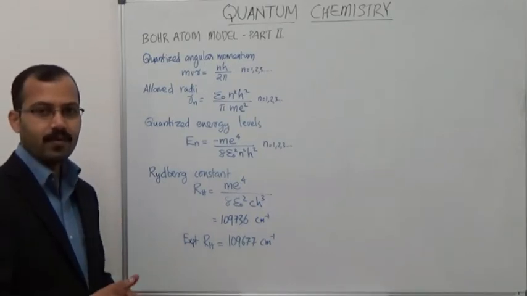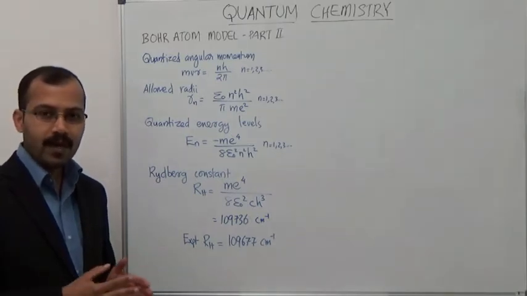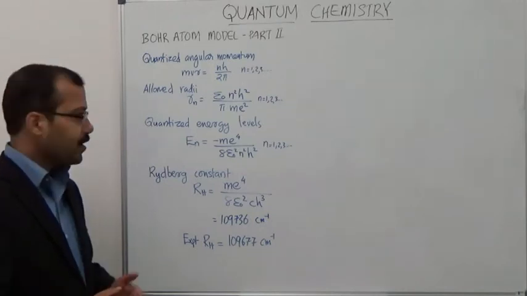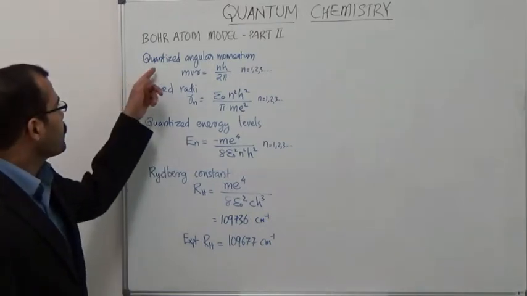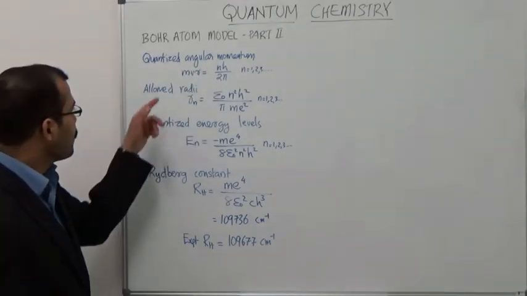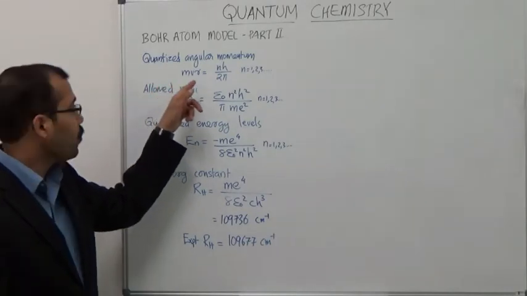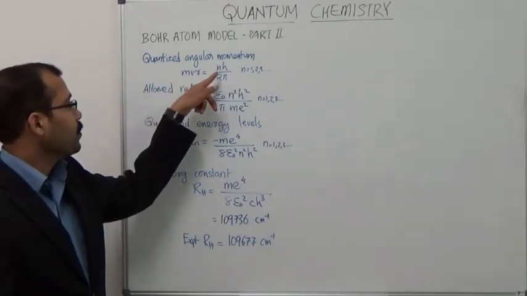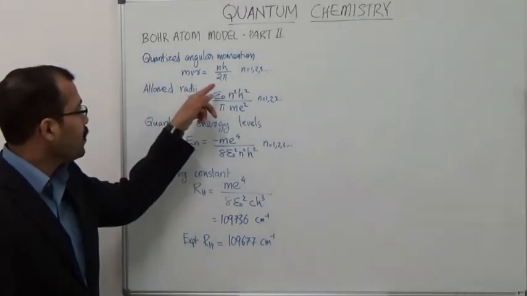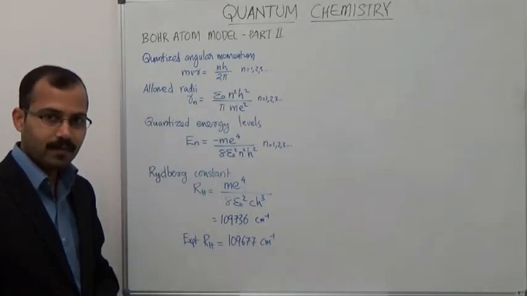In the last video, we went through the Bohr atom model and we found that the Bohr atom model was a stable model of atom. The key concept of the Bohr model of atom was the quantized angular momentum. Bohr assumed that the angular momentum is quantized. Angular momentum of the electron, mvr, is equal to an integral multiple of h divided by 2 pi, that is nh divided by 2 pi, where n is 1, 2, 3, etc.